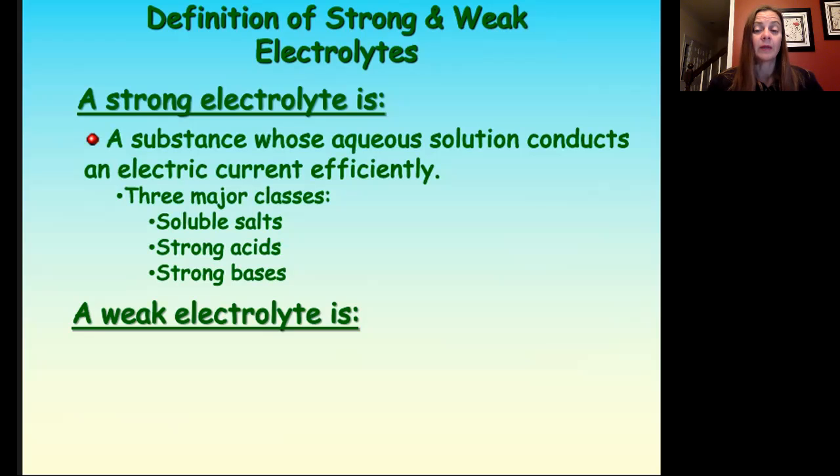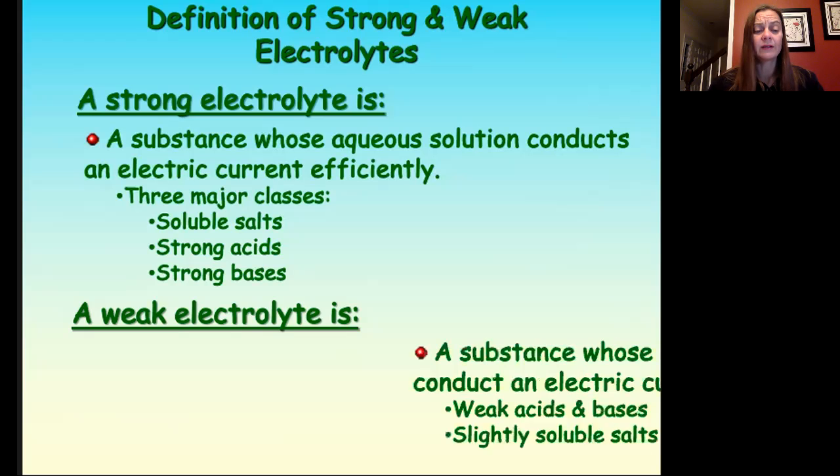Generally speaking, the strong acids are actually the most conductive because of the mobility of the hydrogen ion, followed by the strong bases, again because of the mobility of the hydroxide ion, followed by the soluble salts. And then within the soluble salts, the ones that produce more ions are going to be more efficient conductors as well. So if we were to compare, for example, sodium chloride and calcium chloride, because the sodium chloride, when it dissociates, produces 2 ions, but the calcium chloride produces 3, calcium chloride is actually going to conduct electricity more efficiently.